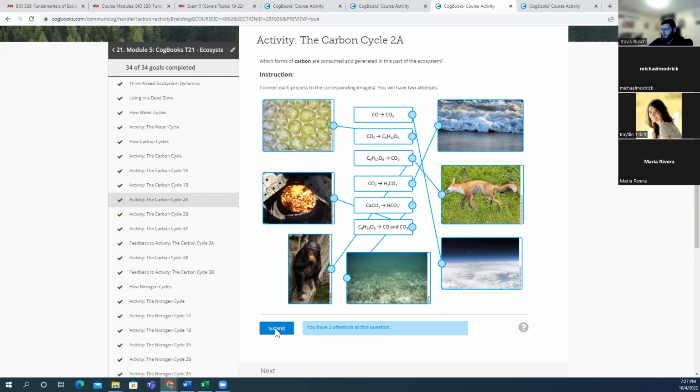Let's double check our answers. Yeah, and that's correct. And the big difference is if it breaks down only into CO2, it's because you have a living organism being broken down by either consumption or decomposition, versus if it's carbon monoxide and carbon dioxide, that's going to come from fire burning it, from combustion.